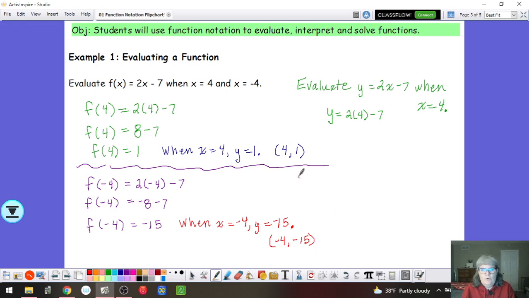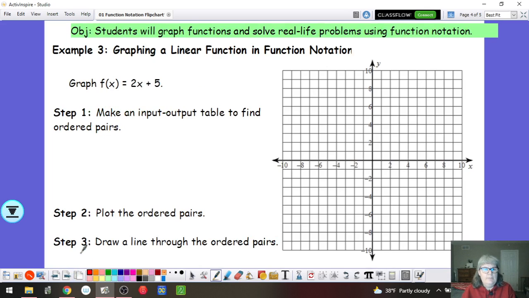Now, why would you need to know how to evaluate a function? Well, you might be asked to graph a function. So here we have the function f of x equals 2x plus 5. And we're going to graph this. When you do that, start with an input-output table. So my input is x, and my output is f of x. And we're not given specific values, so I'm going to choose negative 2, 0, and 2, and I'm going to evaluate this function for each of these values of x.